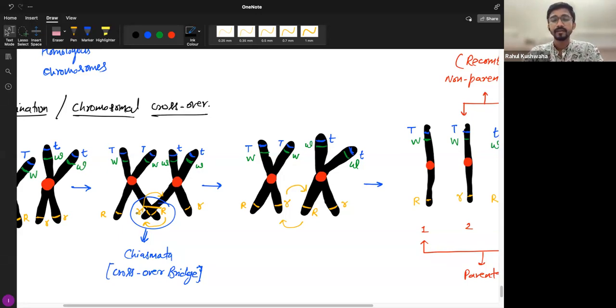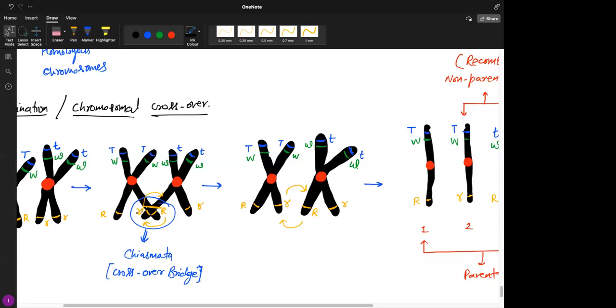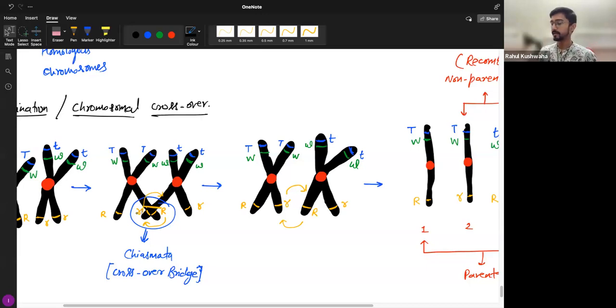If a bigger part got broken from one chromosome, but only a smaller part got exchanged from another chromosome, you can see that one chromosome will have some additional genes which the other chromosome will lack. Yes or no? Make sense? Yes. That will be a chromosomal abnormality. Is that okay?